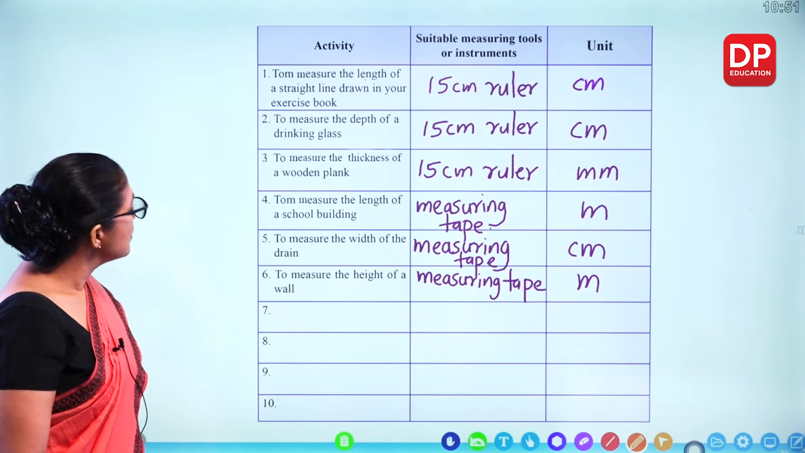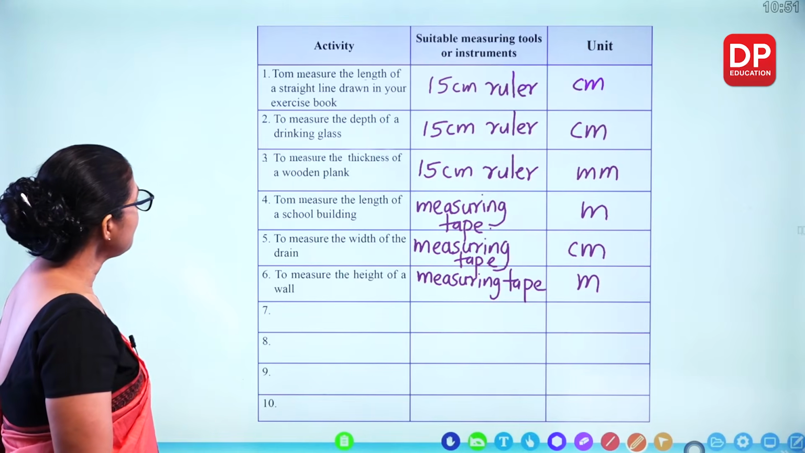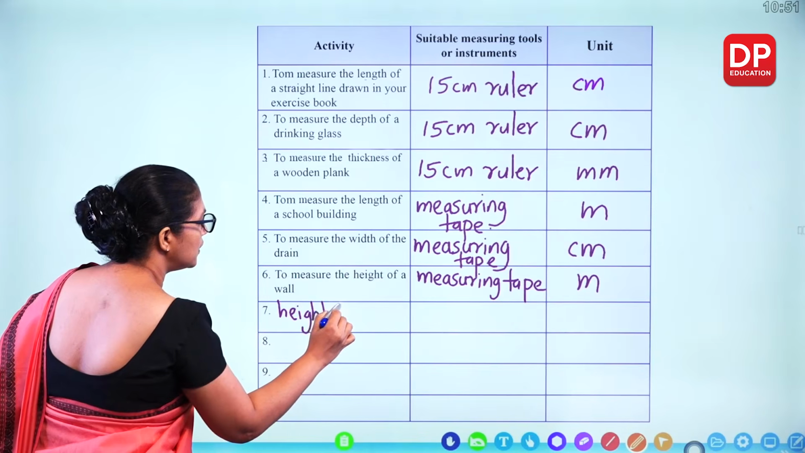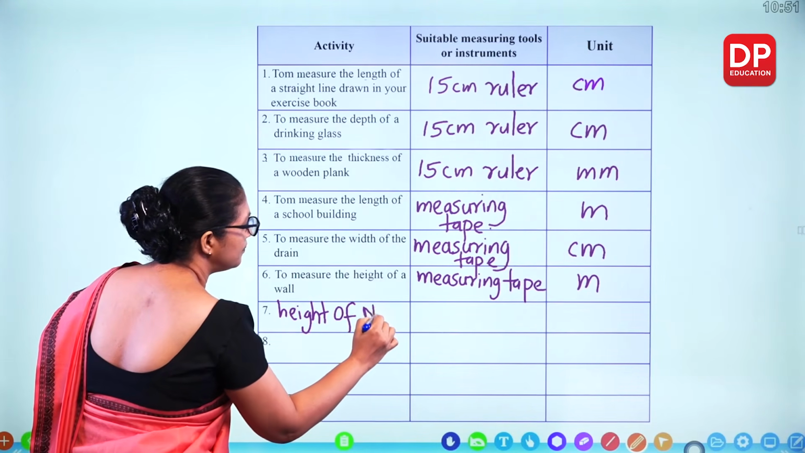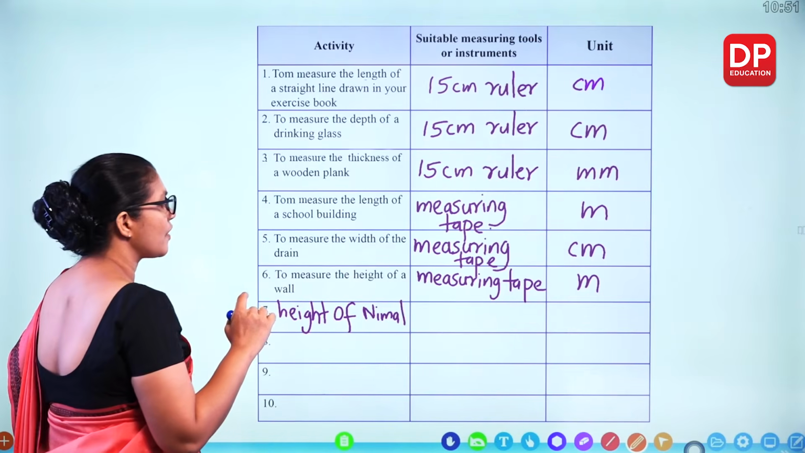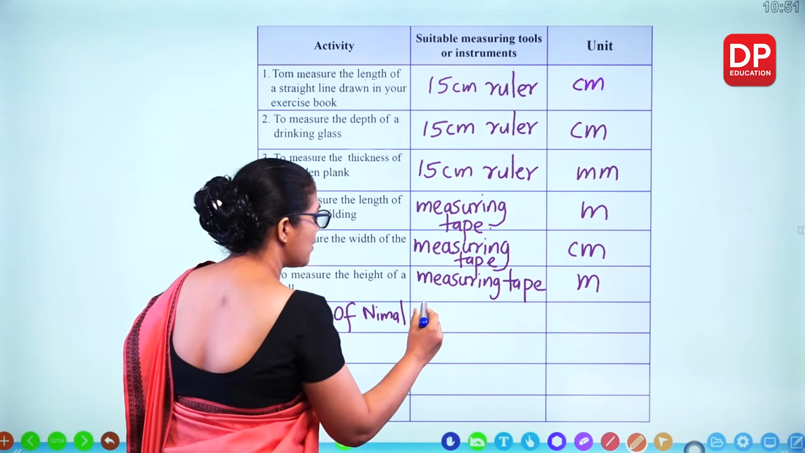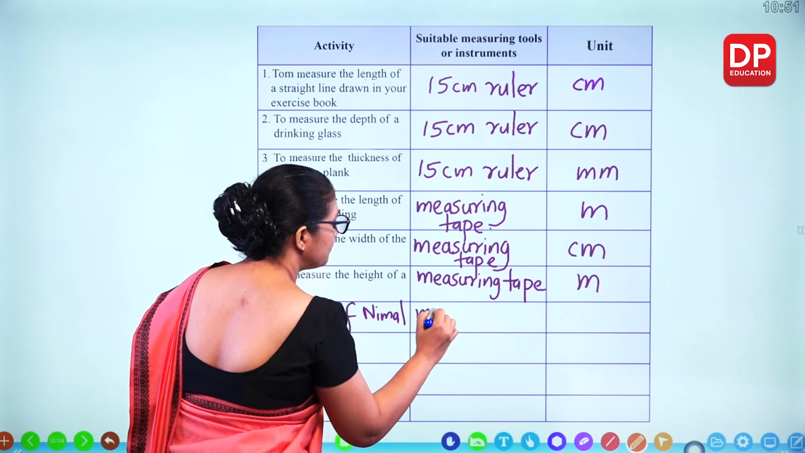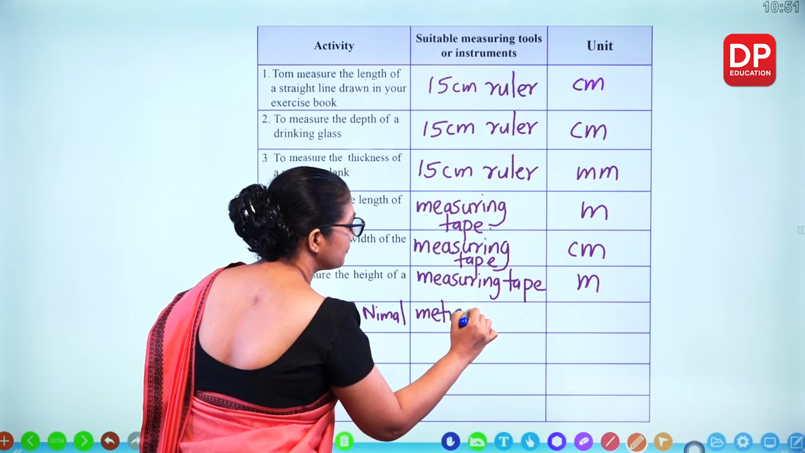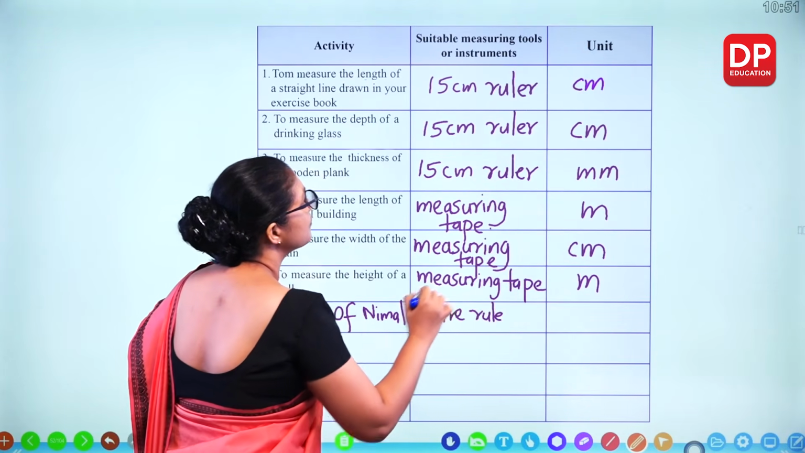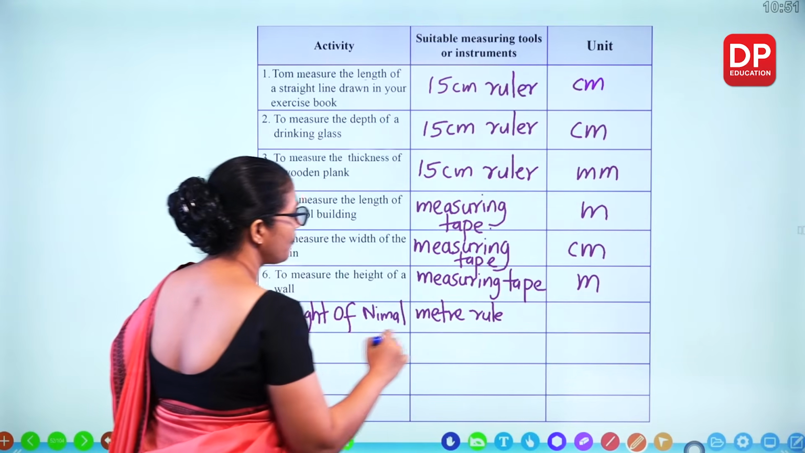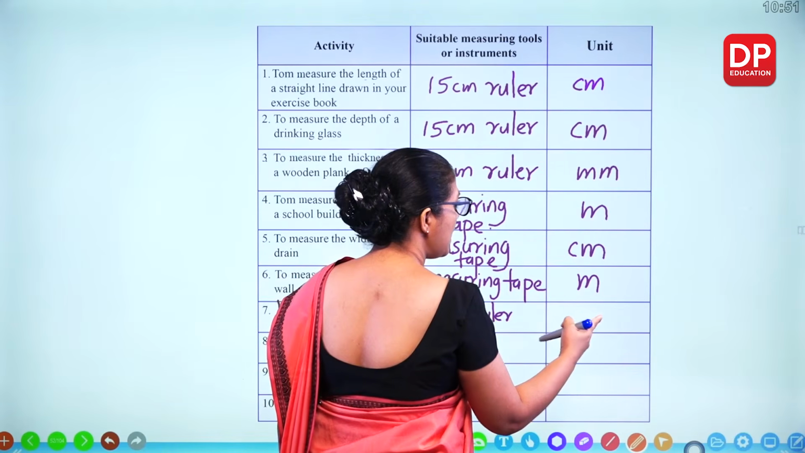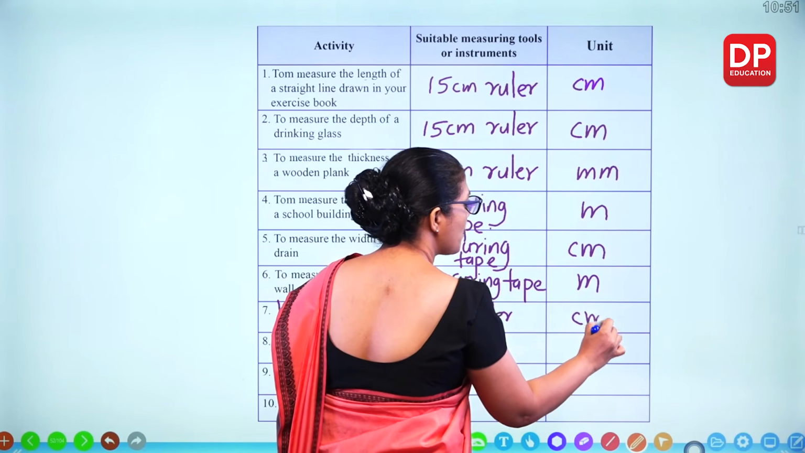So you have to write down some more examples. Height of a person. Height of Nima. So you can use the meter ruler or the measuring tape. So this can be meters, or centimeters also possible.